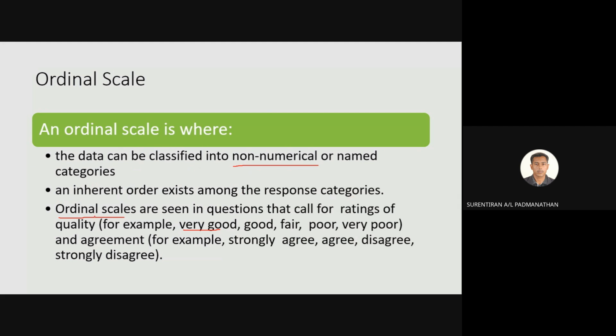So ordinal scales are seen in questions that call for ratings of quality. For example, we have feedback forms, right? You have to choose very good, fair, from 1 to 5. You have to answer the feedback form, right? So strongly agree, disagree. These are the ordinal scales that are used to collect feedback data.